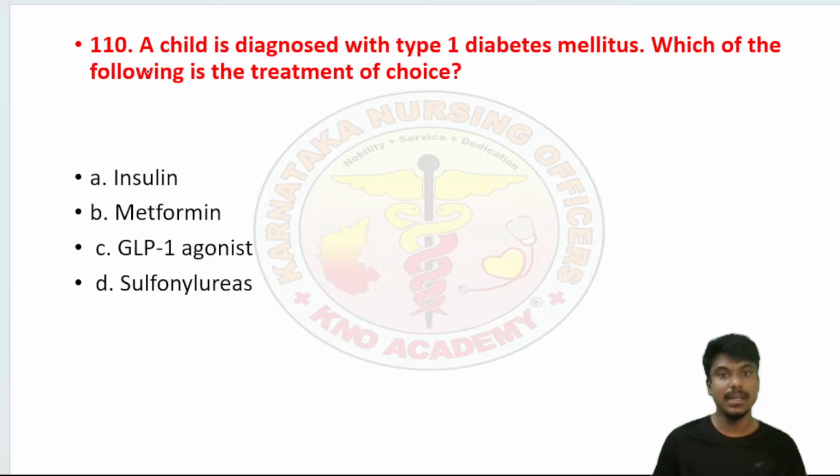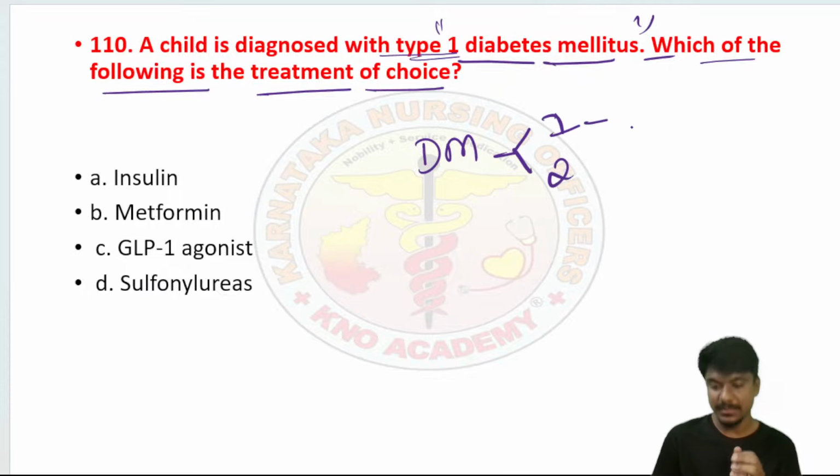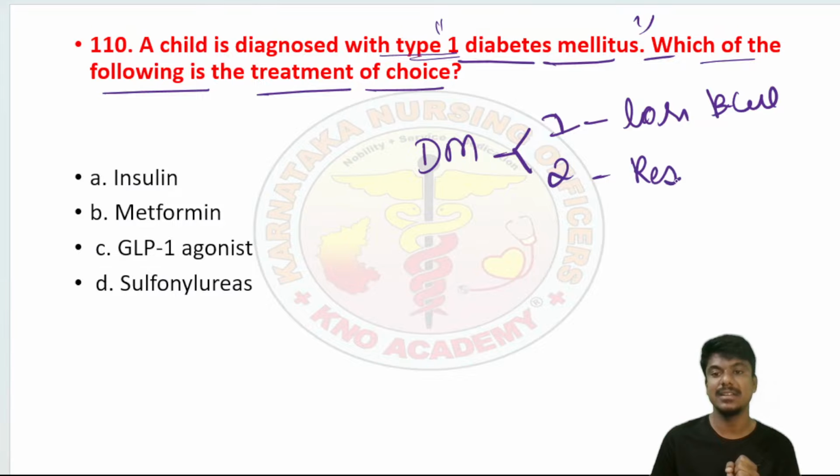So next question. Here we have a child diagnosed with type 1 diabetes mellitus. Which among the following statements is true about the treatment of choice for type 1 diabetes mellitus? Here the examiner is asking what is the main course of treatment for type 1 diabetes mellitus. We have type 1 and type 2 diabetes. In type 1, there is a destruction of beta cells of the pancreas. In type 2 diabetes, there is resistance to insulin. Your cells are resistant to insulin.